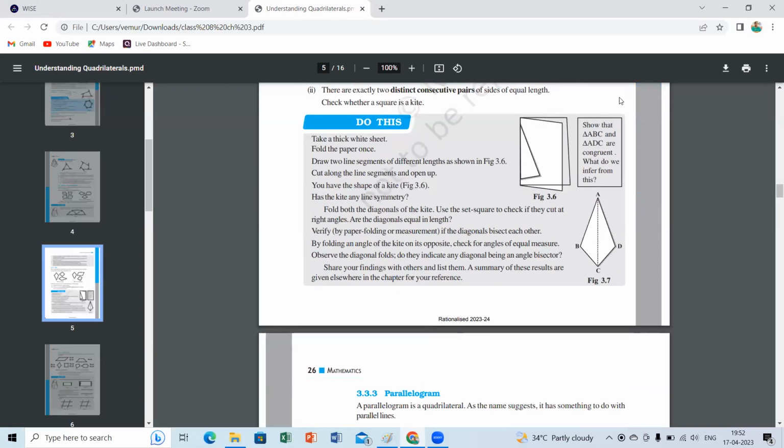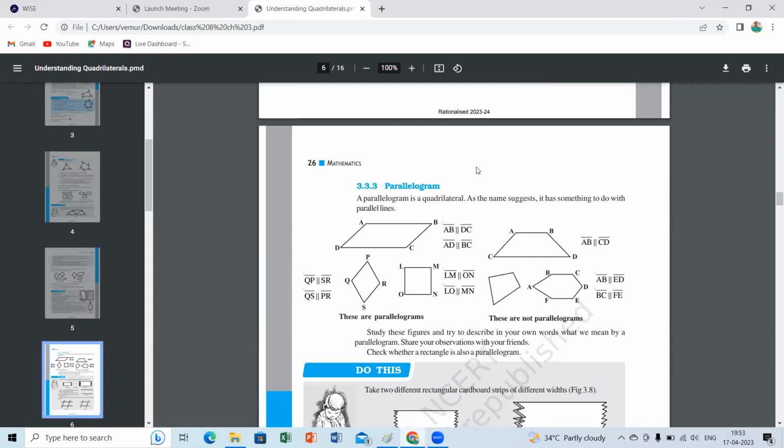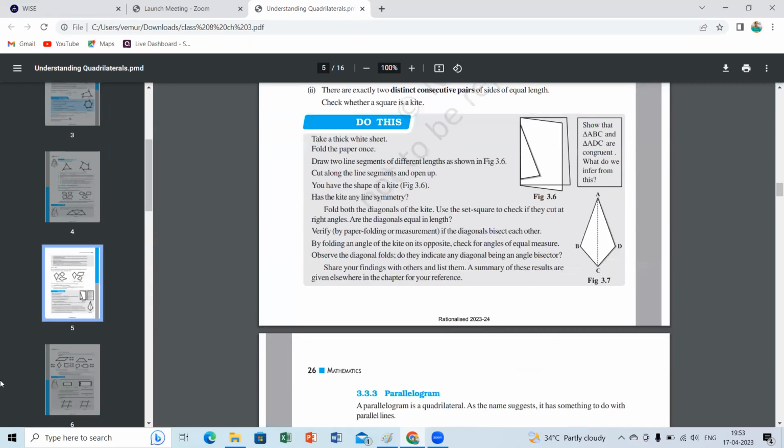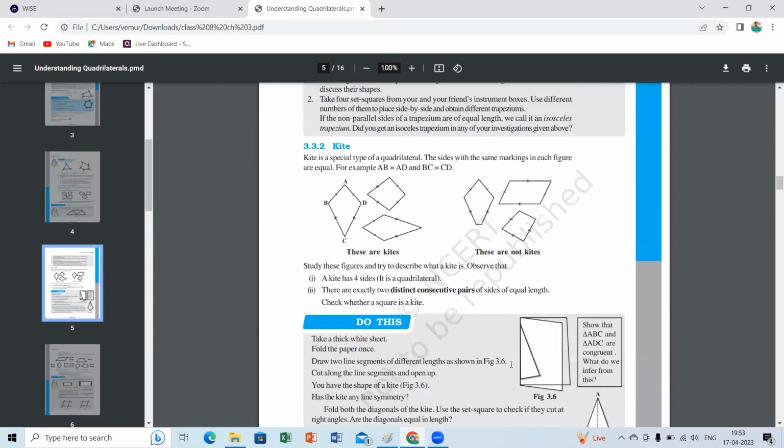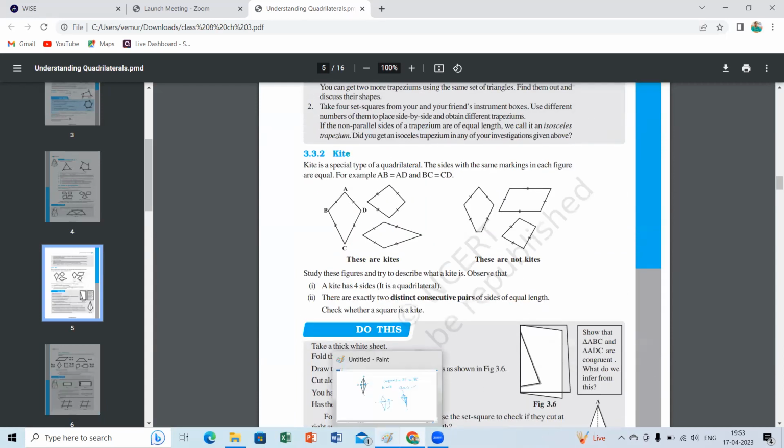There is also, they mentioned here, how a kite is folding an angle, kite opposite angles, so that they are equal in measure. Observe the diagonal folds. Which diagonal fold makes the symmetrical part? You can try it through an activity also. That's about your kite. What are the kite properties, children? Can you please tell what are the kite properties we have discussed till now?